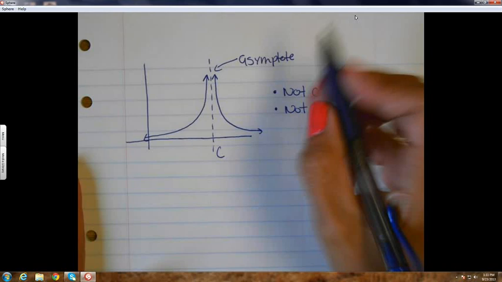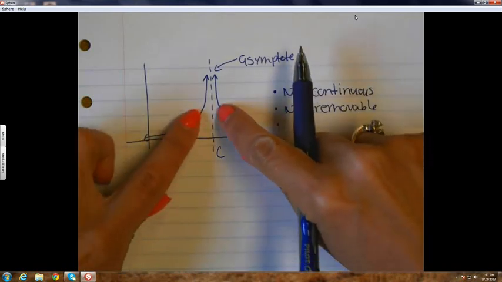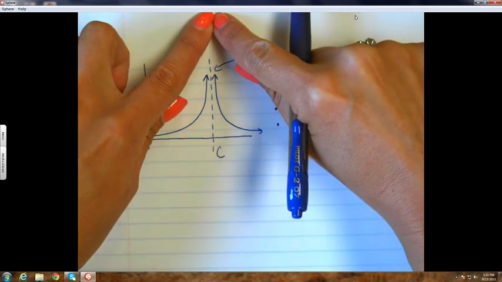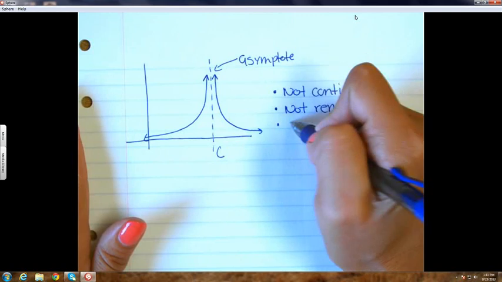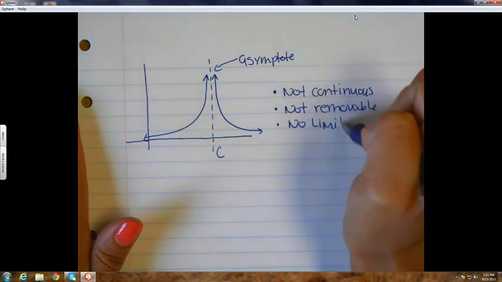And will this have a limit? Think about it. As my fingers approach the C value, they just keep going up and up and up and up and up. They never approach a single Y value. They never stop. So there's no limit here. At least we're going to say that for now.